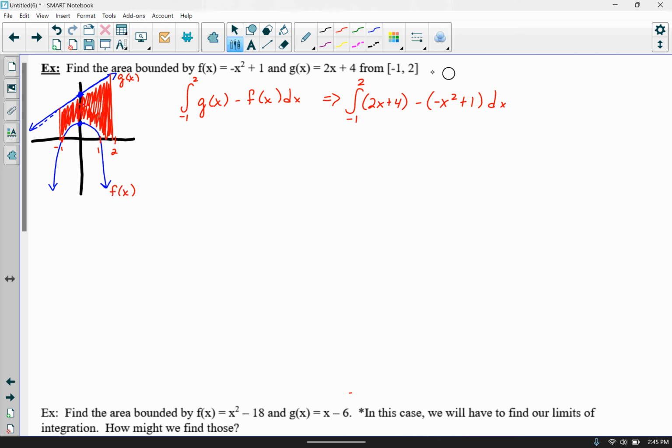So again, this might be a good one just to pause the video and go the rest of the way and check yourself at the end, okay? I'm going to continue to go on though. All right, so the integral from -1 to 2. I'll distribute that negative through, so I have 2x plus 4 plus x squared minus 1. One more step in. Clean it up before I take my integral.